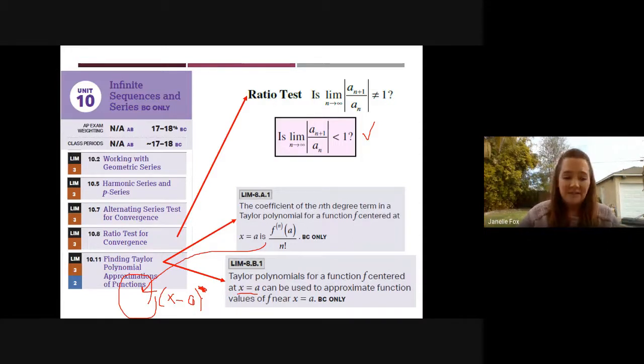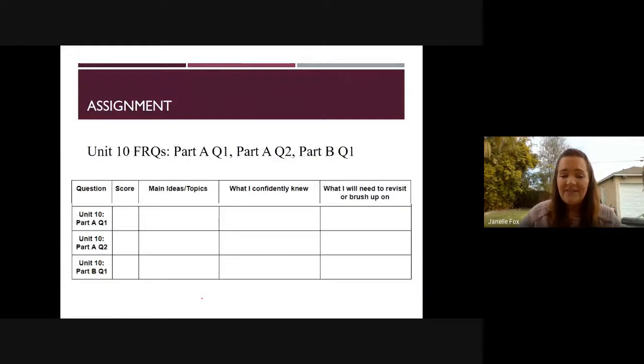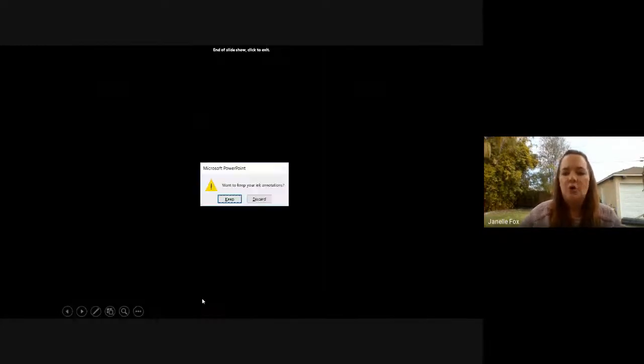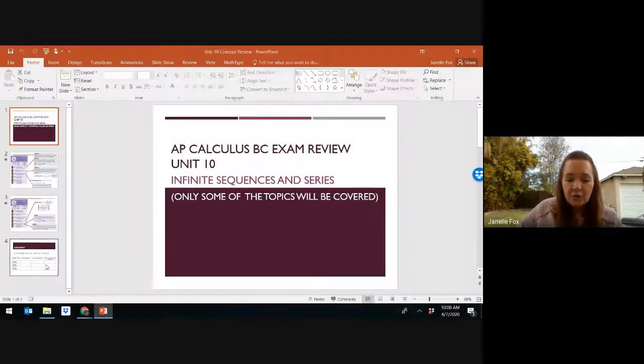Okay, guys, that was the only things that they asked us to find and be responsible for in Unit 10. So you are, again, going to do three free response questions. You are going to answer them diligently. You're going to try your hardest. You're going to score your work. You're going to say to yourself, oh, I was supposed to memorize that. Let me put that in my list of things that I need to know better. Okay. And that will finish us out for the week.